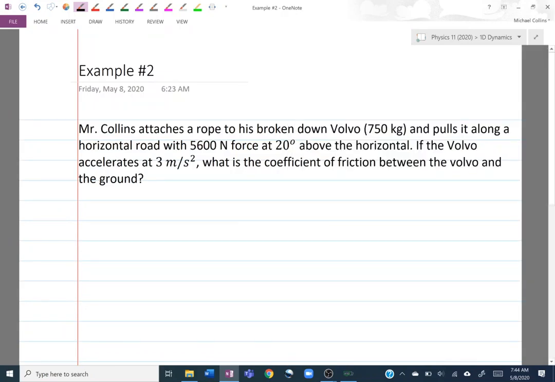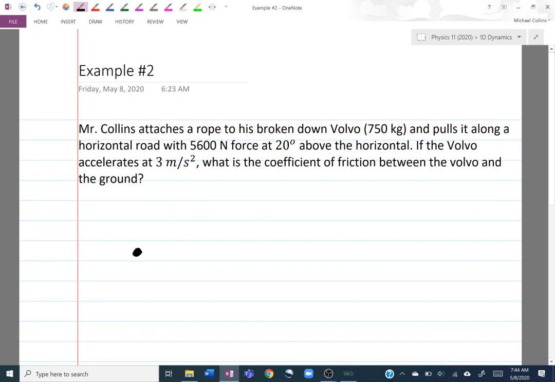Mr. Collins attaches a rope to his broken down Volvo, which is 750 kilograms, and pulls it along a horizontal road with a 5,600 Newton force at 20 degrees above the horizontal. If the Volvo accelerates at 3 meters per second squared, what is the coefficient of friction between the Volvo and the ground? So, if you want to, you can draw a little picture of the Volvo again.